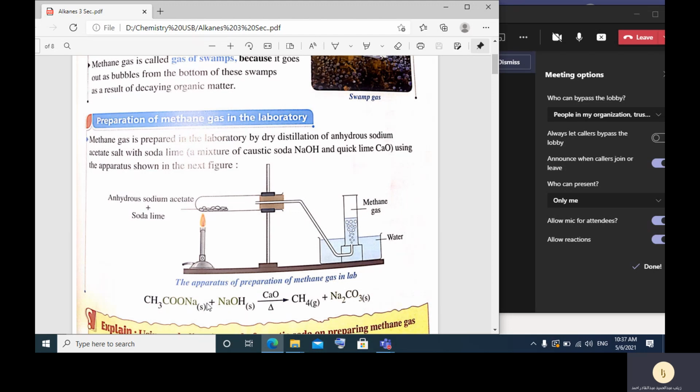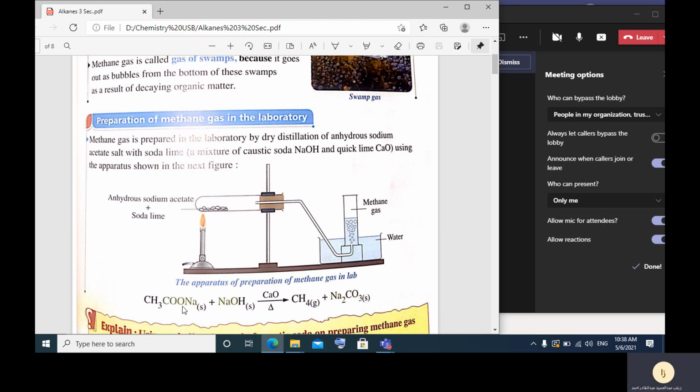What will happen after heating? We can find that CH3COO will take H from NaOH. CH3COONa, this part will be separated, COONa with NaO. So we have Na2CO3, sodium carbonate, and the H, this H will be added to CH3, so we get CH4. So we can say that the preparation of methane in lab takes place by dry distillation, and dry distillation means heating anhydrous sodium acetate with soda lime.